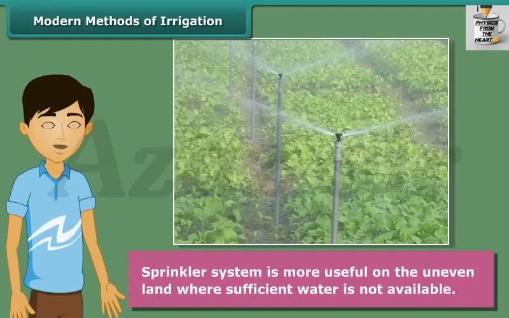A sprinkler system. This system is most useful on uneven land where sufficient water is not available. In this system, perpendicular pipes, having rotating nozzles on top, are joined to the main pipeline at regular intervals. When water is allowed to flow through the main pipe under pressure with the help of a pump, it escapes from the rotating nozzles and gets sprinkled on the crop as if it is raining.